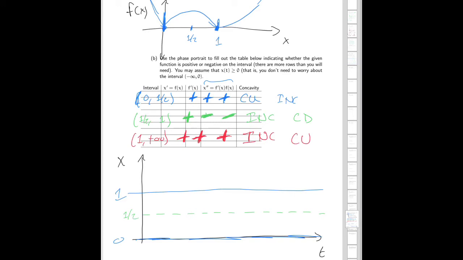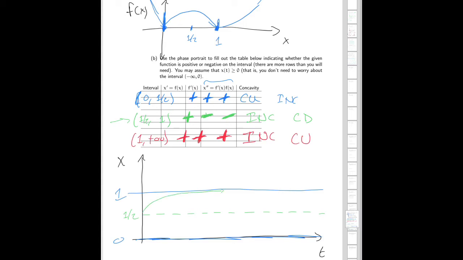Okay, so how is this going to look? Solutions that start between 1/2 and 1, these are the green solutions. So the reason I did a dashed line at 1/2 is because that is not an equilibrium. That's just where the concavity changes. 0 and 1 are the only equilibria. So if a solution starts a little bit above 1/2, it's going to be increasing and concave down. So it's going to look something like this.